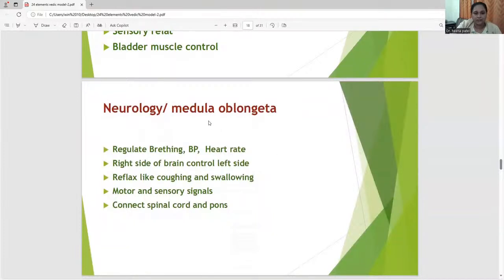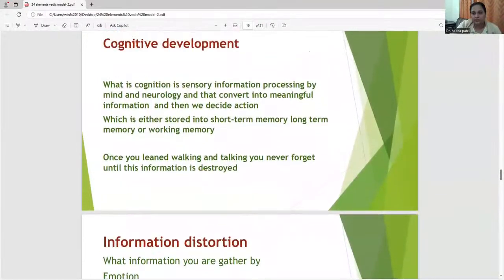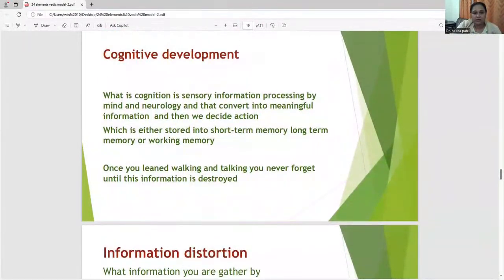The third area is the medulla oblongata, and what is its function? Its function is to regulate breathing, BP, heart rate; the right side of the brain controls the left side; reflexes like coughing and swallowing; motor and sensory signals connect the spinal cord and pons. So these are the very basic functions of it. You can Google these areas, and you can find a lot of other information. Now, today our motive is to understand behavior and cognitive development basically.